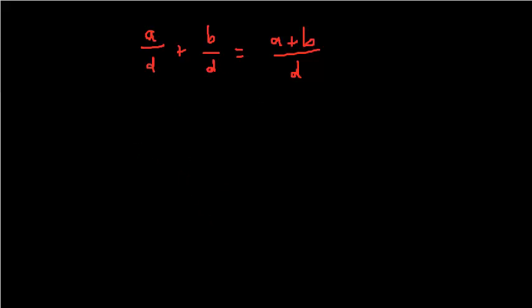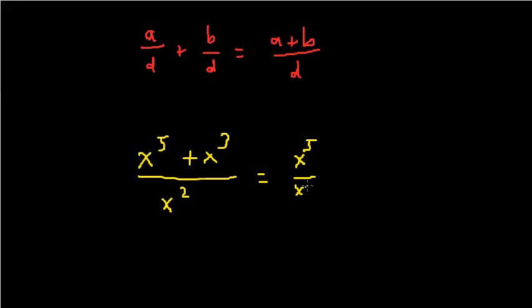For example, if I take x to the 5th plus x cubed divided by x squared, I can rewrite this as x to the 5th over x squared plus x cubed over x squared. These are much easier to simplify, and I have x cubed, my 5 minus 2 to get my new power, and 3 minus 2, new power of 1, so just x. So this then is my final answer.